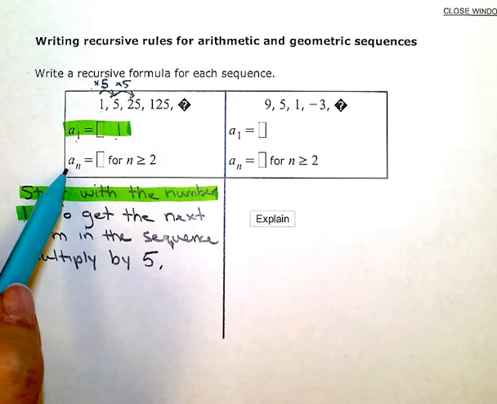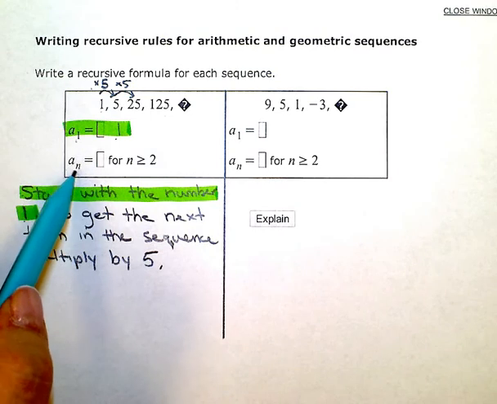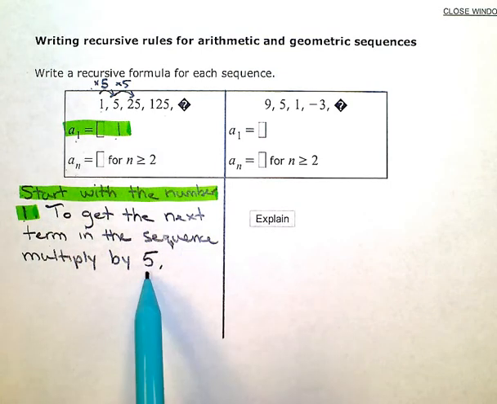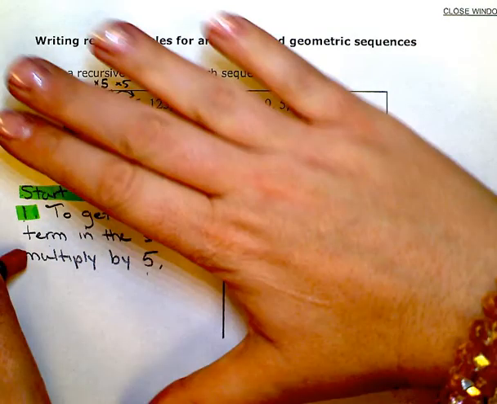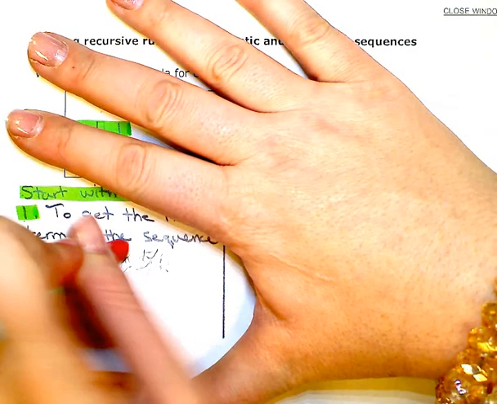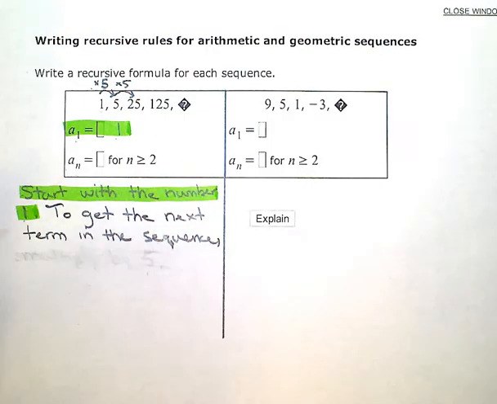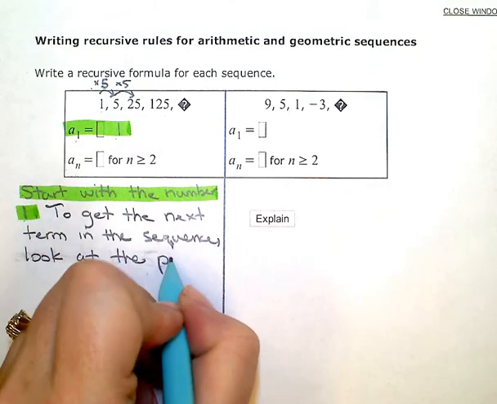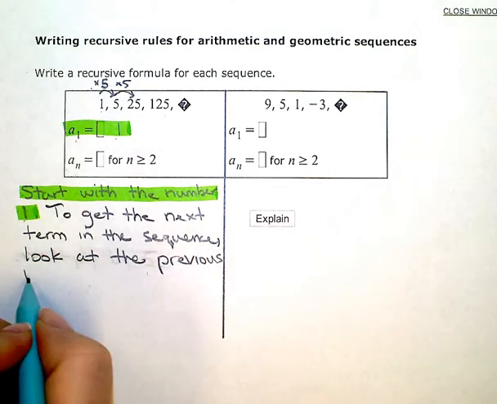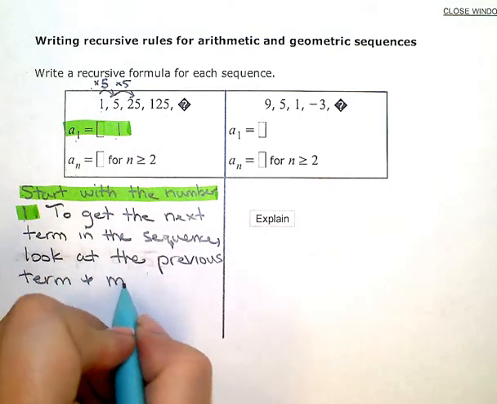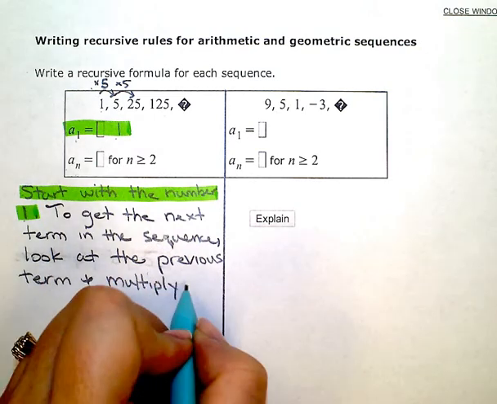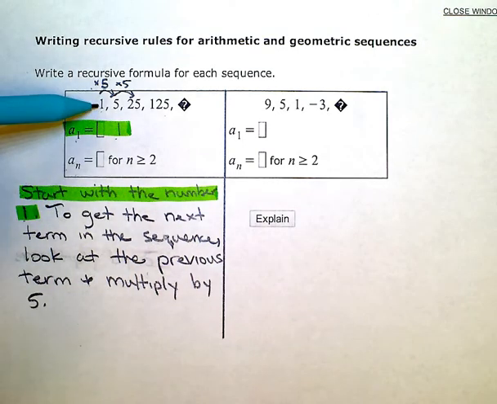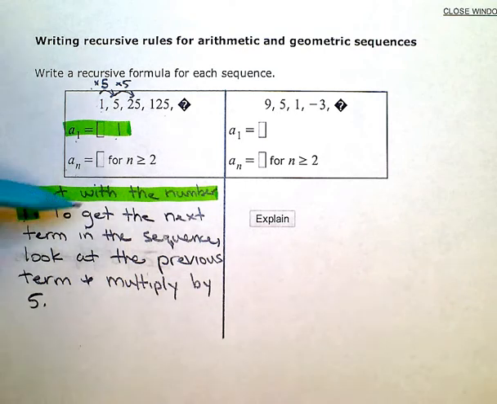Now what this says is to get any other term number here, we're going to somehow need to put in this multiply by 5 thing, okay? So I'm going to even add to these instructions a little bit, okay? To get the next term in the sequence, look at the previous term, and multiply by 5, okay? So if in words I was trying to tell somebody how to generate this sequence, I would say start with the number 1, and to get any of the other terms in the sequence, or the next term, look at the previous term.